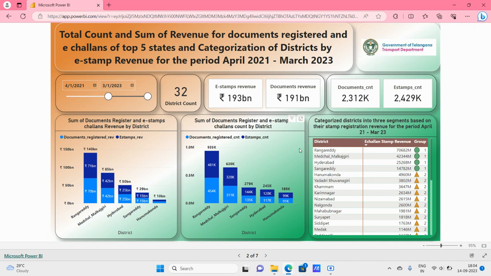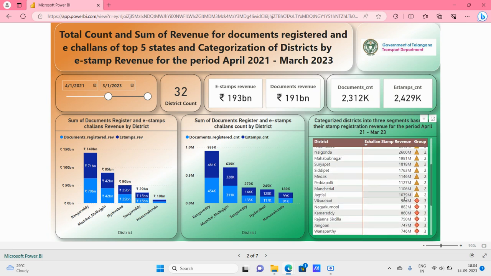Categorization of districts into 3 parts by revenue. Districts with e-stamp revenue above 1 billion is the first category. Second category consists of 0.99 billion to 10 billion by e-stamp revenue. In between that, whatever figures, e-stamp revenue is the second category, and less than 0.99 billion is in the third category. So the districts are being categorized into three different parts by the e-stamp challan revenue.